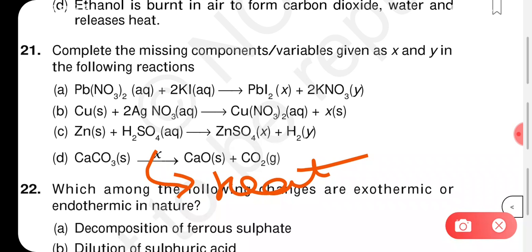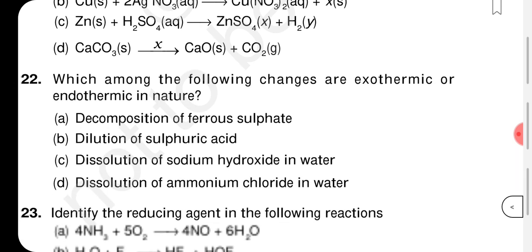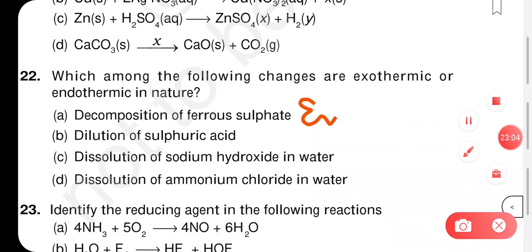Let us do the next set of questions, question number 22. Here it is given, which among the following changes are exothermic or endothermic. First one, decomposition of ferrous sulfate. Ferrous sulfate will get decomposed by absorbing heat, so it is an example of an endothermic reaction. It will absorb heat and get decomposed.